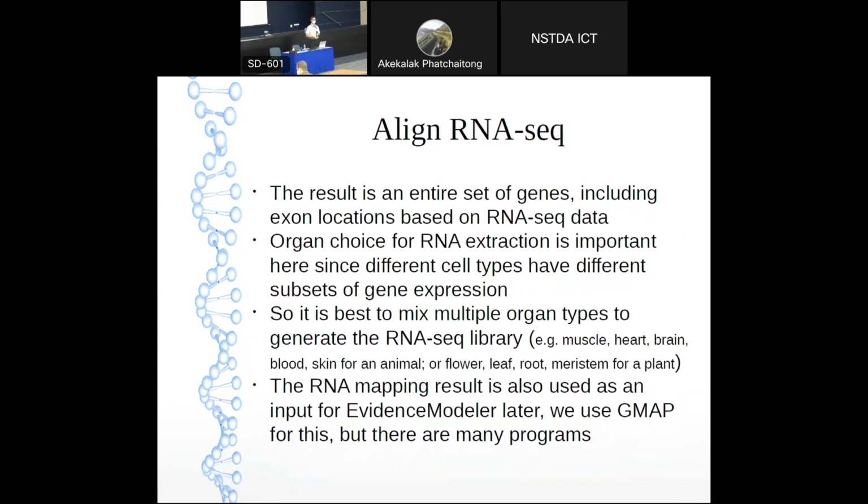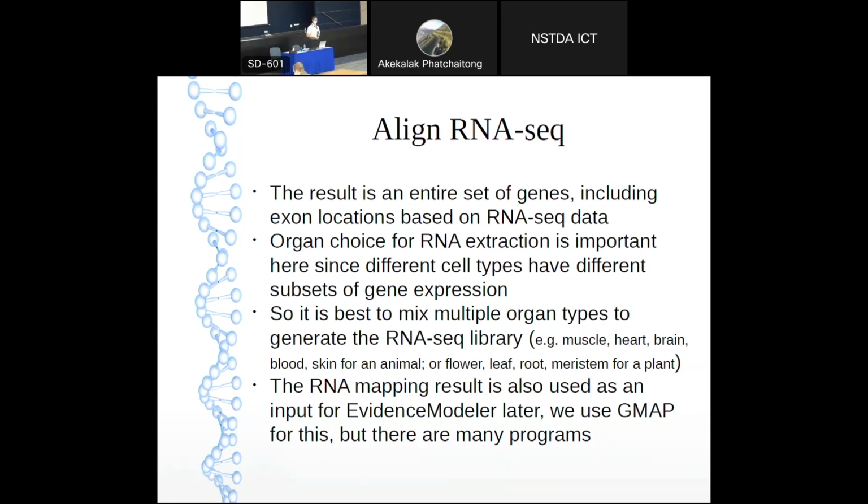The organ of choice for RNA extraction is important here, because different cell types each generate a different subset of the genes. So it's best to mix multiple organ types when you're generating the RNA-seq library. For humans or for animals, you'd mix muscle, heart, brain, blood, and skin. And for plants, you'd want to mix flower, leaf, root, and meristem.